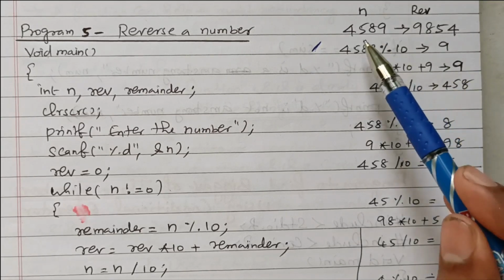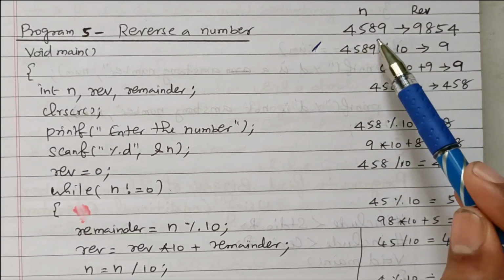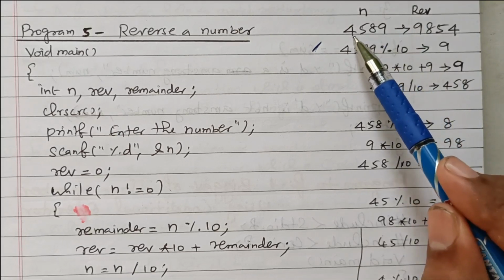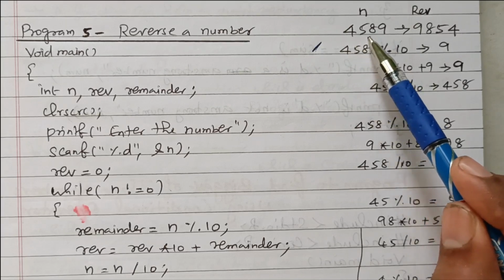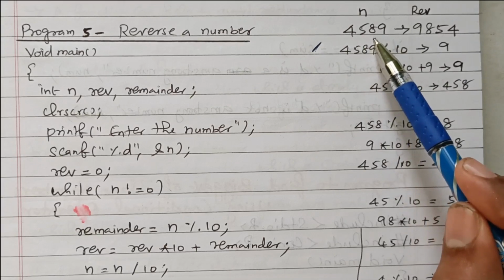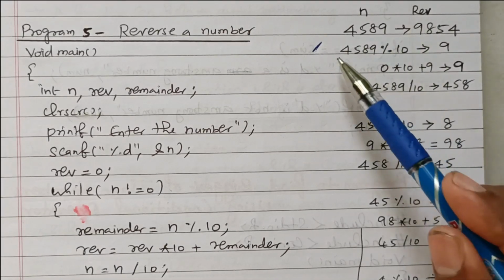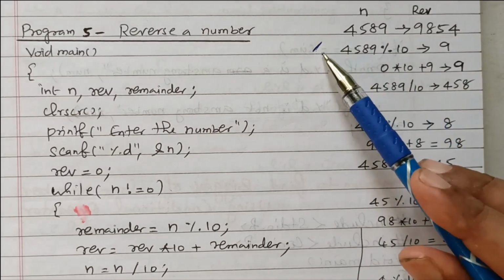Now this 4589, we extracted the 9. Now we need to extract the 8. So we have to reduce this value. 4589 should be reduced to 458. We have to reduce it to 3 digits. Then only we can extract 8. For that what we are doing, it is divided by 10. Already we told, modulo division by 10 will give the remainder. This is the modulo division, this is the divider.